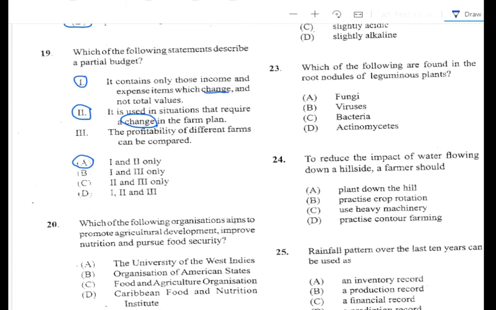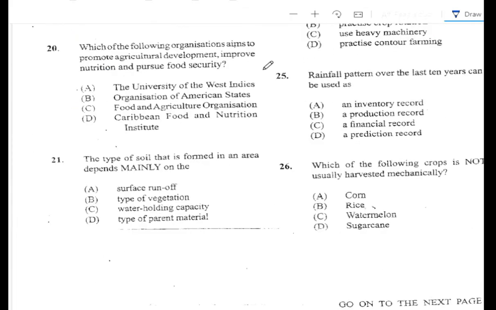Question number 20. Which of the following organizations aim to promote agriculture development, improve nutrition, and pursue food security? FAO. So the answer is C, which is FAO, Food and Agriculture Organization. And this is an international institution. Alright, so just like how you'd have your regional institution, we have the FAO, which is an international institution.